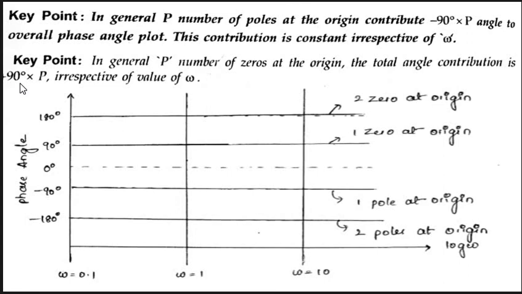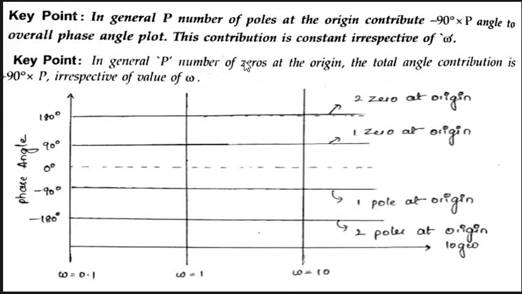So if a single pole is there, minus 90 into 1, it will contribute minus 90 degrees, so the straight line is drawn at minus 90 degrees. If two poles are there at origin, minus 90 into 2, it will contribute minus 180 degrees, so the line is drawn at minus 180 degrees. This line is for one pole, this line for two poles, and if three poles are there, 90 into 3, like that we can draw the lines.